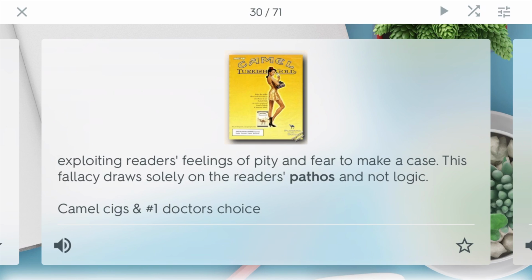Emotional appeal is exploiting readers' feelings of pity and fear to make a case. This fallacy draws solely on the reader's pathos and not logic. One example was Camel cigarettes and how they associated it with being doctors' number one choice. Obviously, people believe in doctors, even if we all know that smoking is bad.